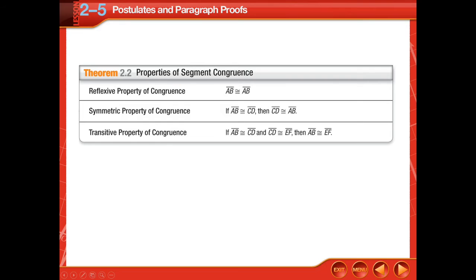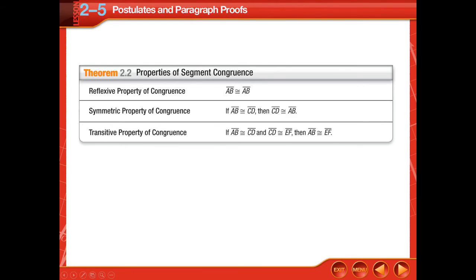Here are properties of segment congruence. So this goes back to those algebraic properties. The reflexive property is any segment is congruent to itself. The symmetric property tells us that it doesn't matter which segment comes first. They are congruent no matter what.